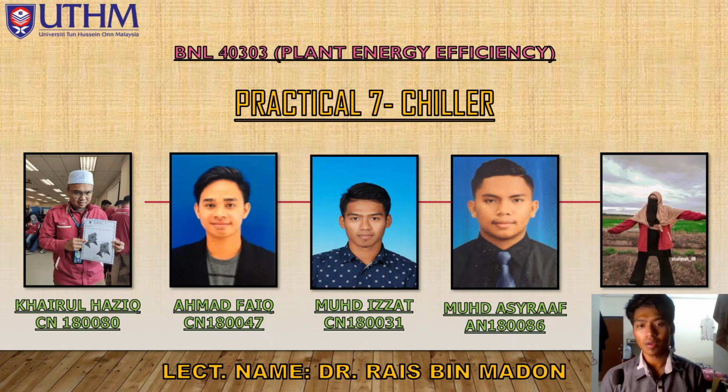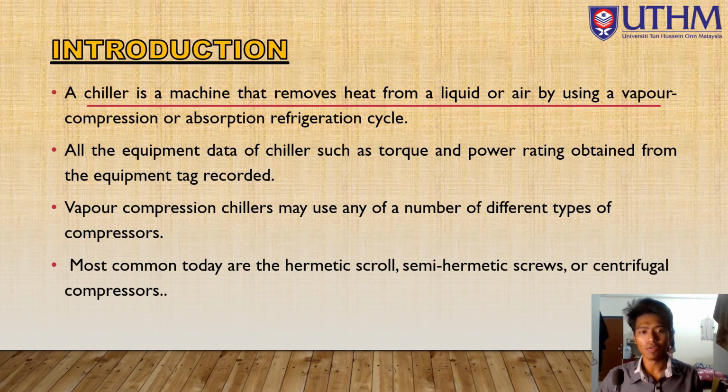Okay, for the next, it's about practical 7, chiller. For the introduction, first, a chiller is a machine that removes heat from a liquid or air by using a vapor compression or absorption refrigeration cycle. Second, all the equipment data of the chiller, such as torque and power rating, are obtained from the equipment tag and recorded. Third, a vapor compression chiller may use any of a number of different types of compressor. And the last, most common today are the hermetic screw, semi-hermetic screw, or centrifugal compressor.